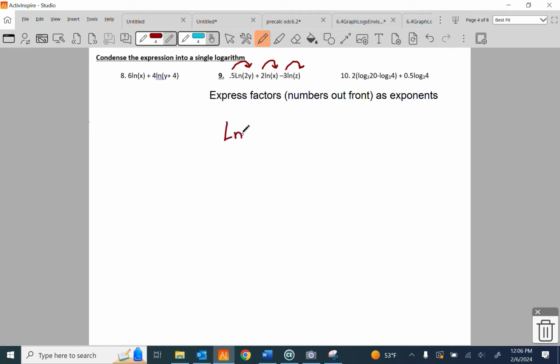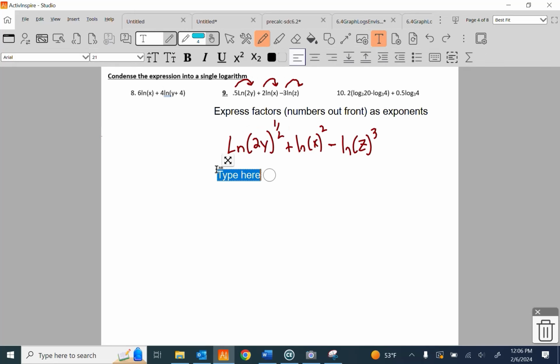This becomes the natural log of all of 2y to the 1/2 power, not just part of it, plus the natural log of all of x squared minus, I'm not moving the negativity, the natural log of all of z cubed. Now it's time for condensing. And again, I'm going to write this down.